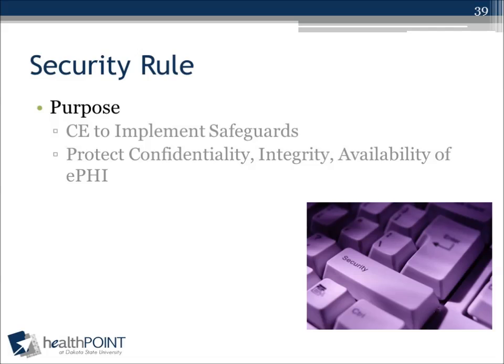Okay, well, we've gotten through the privacy rule. Now we're going to move into the security rule. The purpose for the security rule was for covered entities to implement safeguards. The requirement is there to implement safeguards, and those safeguards are really to protect the confidentiality, integrity, and availability of electronic protected health information.